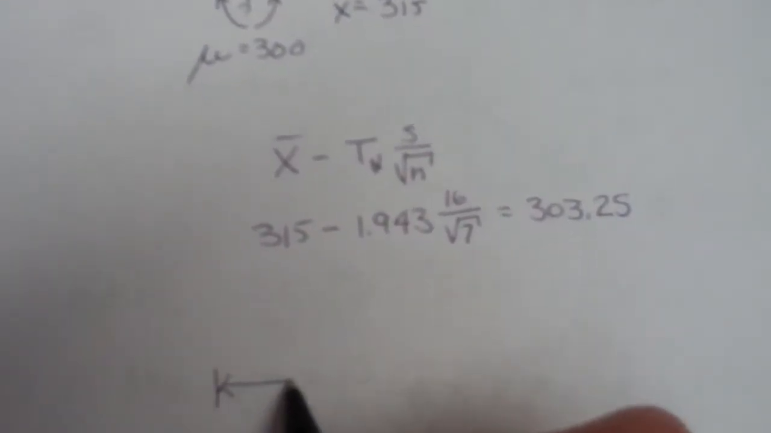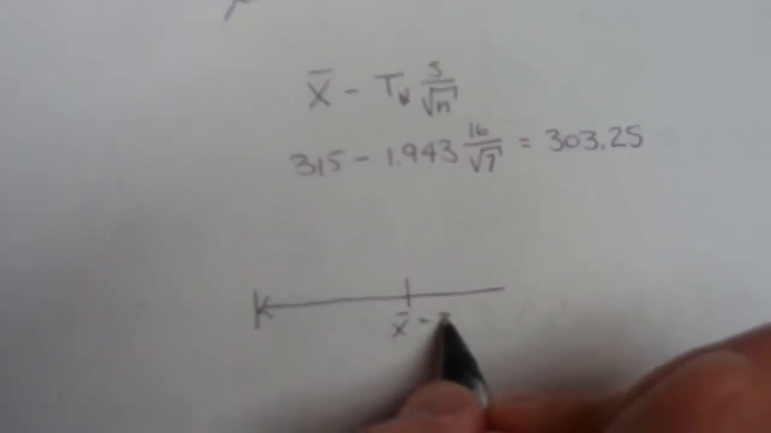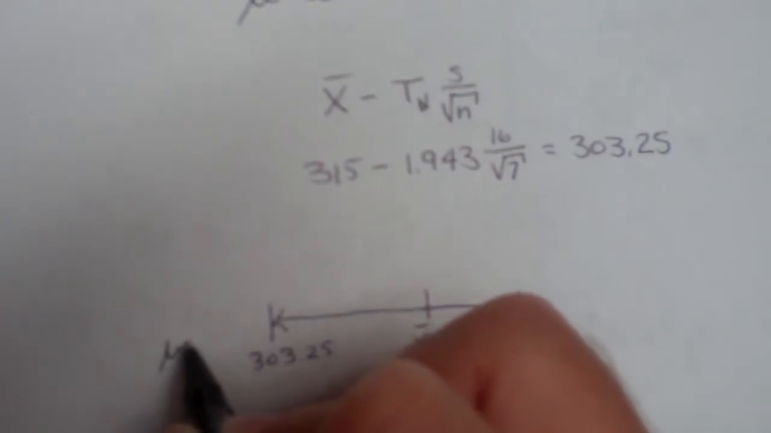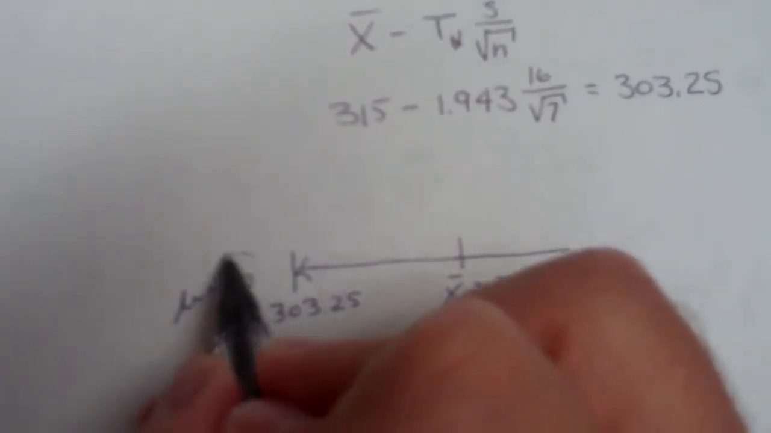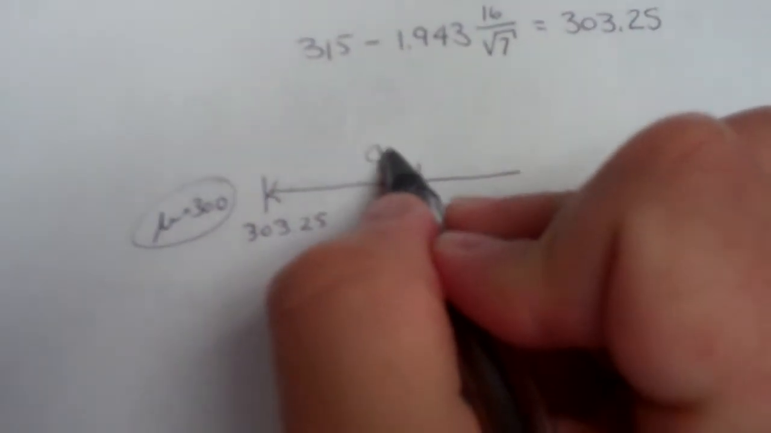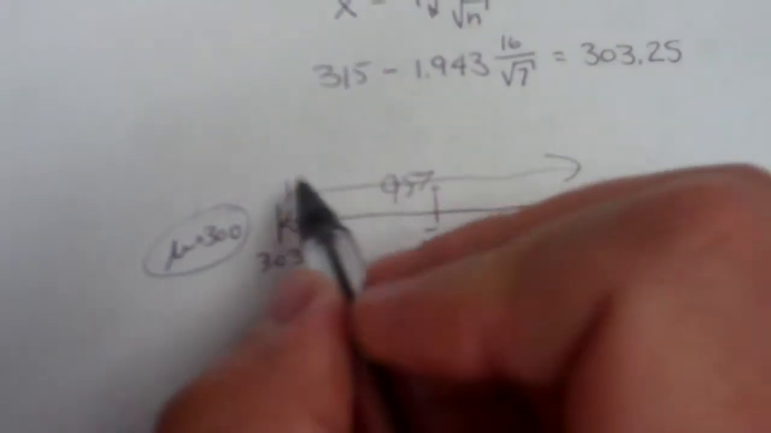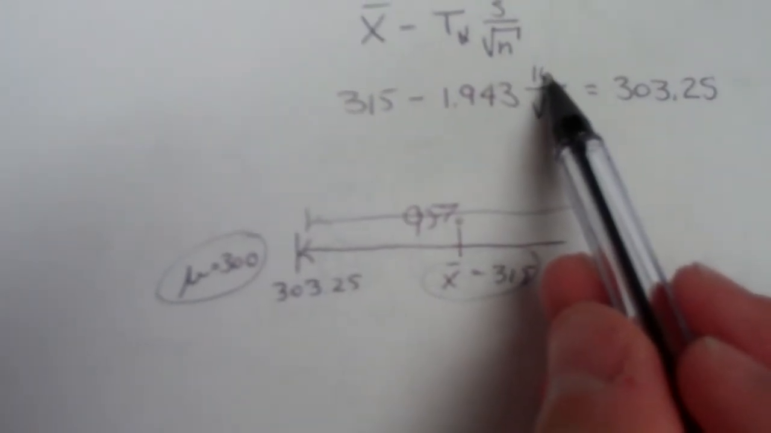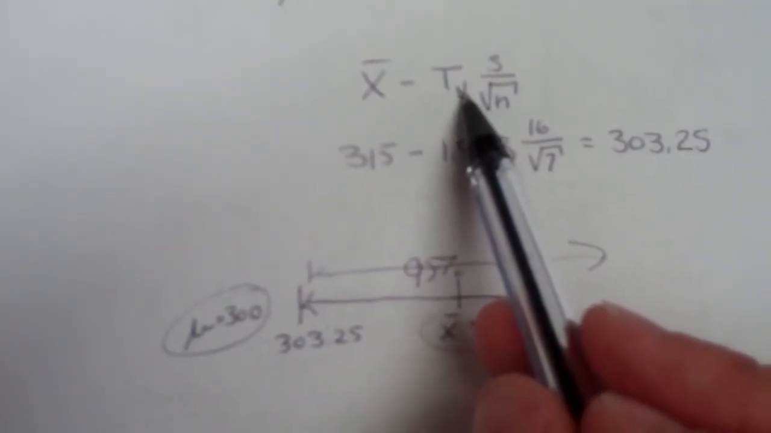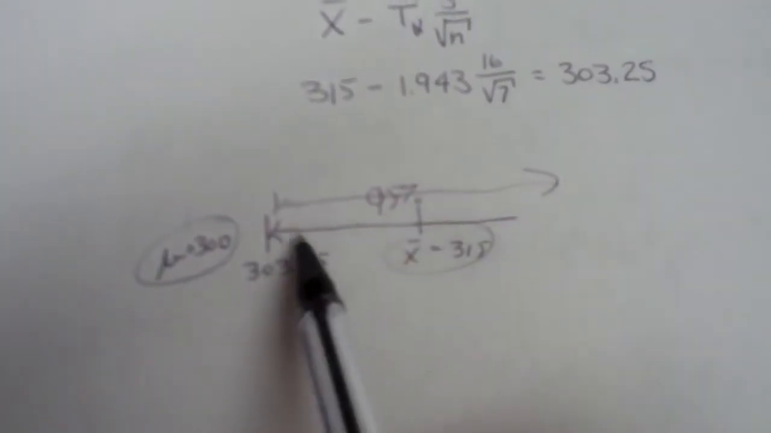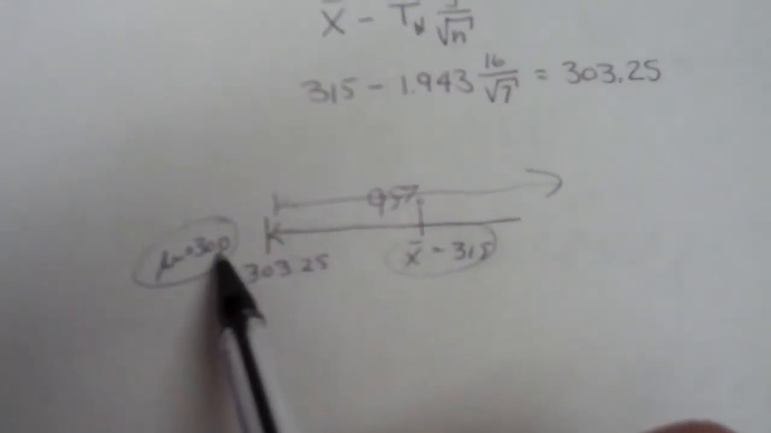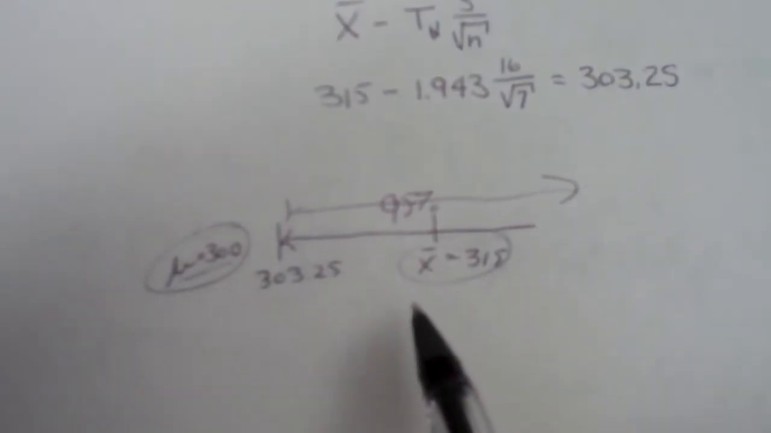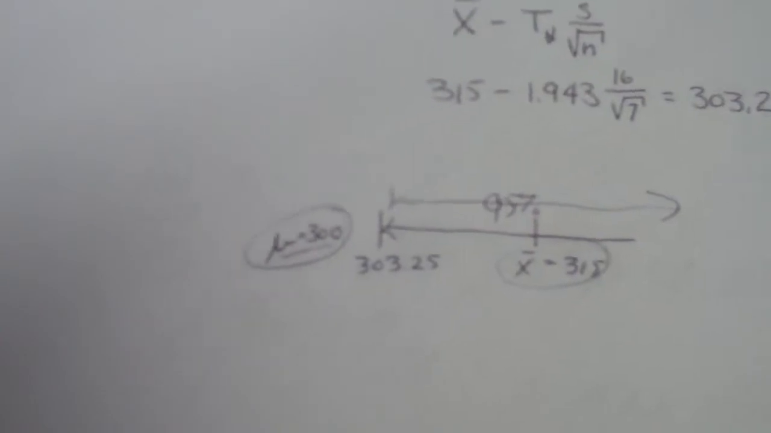So looking at our 95% interval, with x bar equal to 315, this lower limit at 303, mu equal 300 falls down here below that bound. There's a 95% chance that we've got mu in this range from 303.25 up to infinity. Given this mean, this standard deviation, this sample size, and 95% confidence, there's a 95% chance that mu is going to fall in this range. Therefore, since 300 does not fall in that range, we are 95% confident that mu would not be as low as 300. So this comes to the same conclusion that our hypothesis test did.